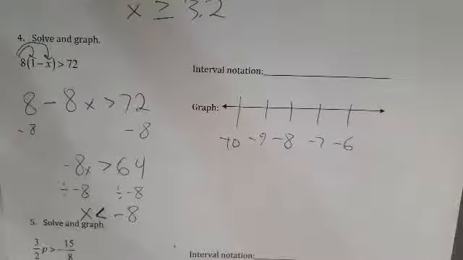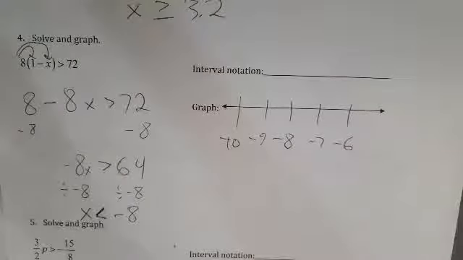So x is less than a minus 8. It's not equal to, so I'm going to draw my open circle around the minus 8. The line, since this is less than, is going to go to the left. So x is less than a minus 8.